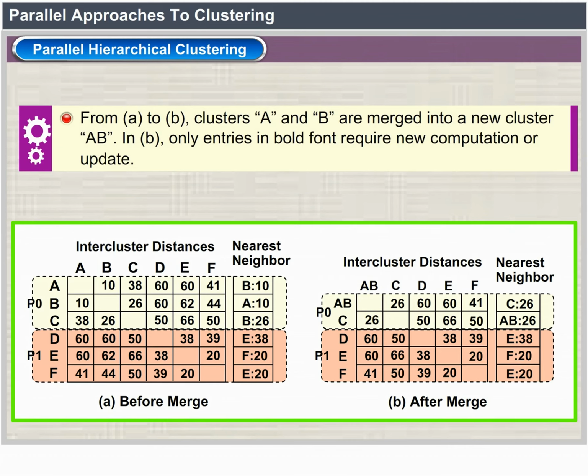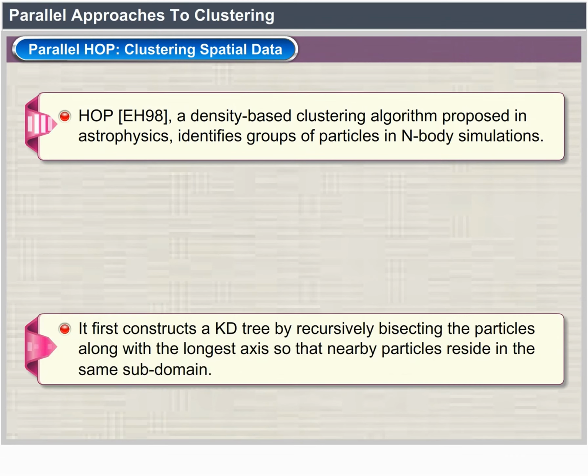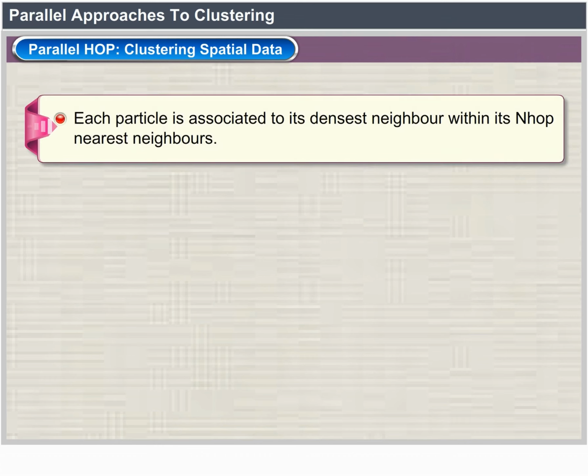Parallel HOP, clustering spatial data. HOP, a density-based clustering algorithm proposed in astrophysics, identifies groups of particles in n-body simulations. It first constructs a KD tree by recursively bisecting the particles along the longest axis so that nearby particles reside in the same subdomain. Then it estimates the density of each particle by its n densest nearest neighbors, which can be efficiently found by traversing the KD tree. Each particle is associated to its densest neighbor within its n-hop nearest neighbors.